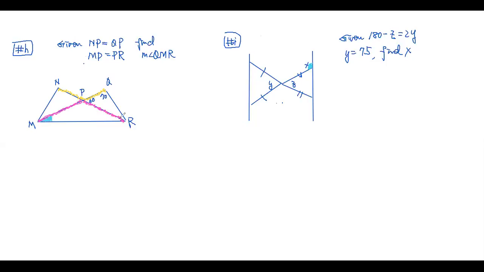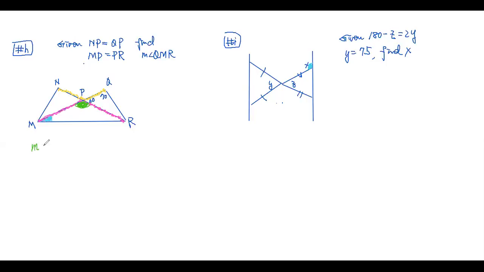Okay, so NP is equal to PR. Now I'm going to find the QMR here. I have 60 degrees, 70 degrees. I see I can find this angle, the green one.